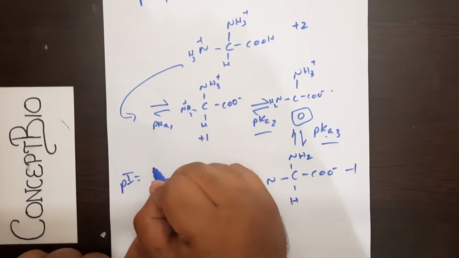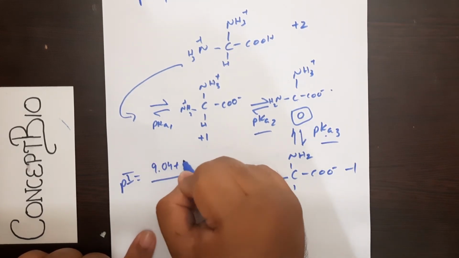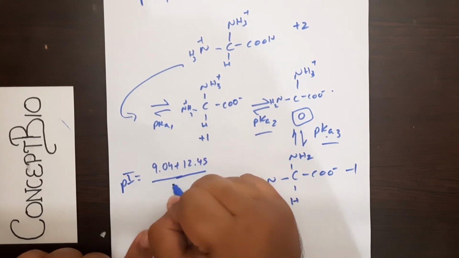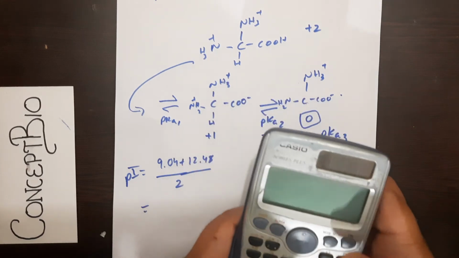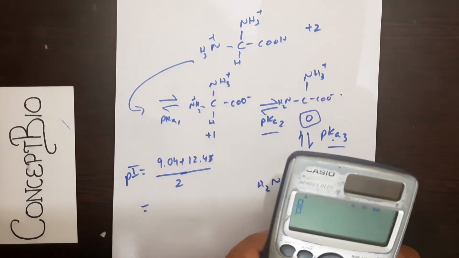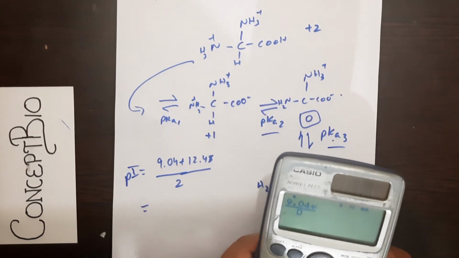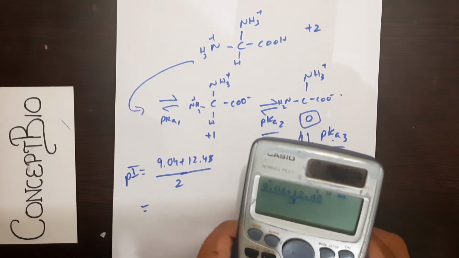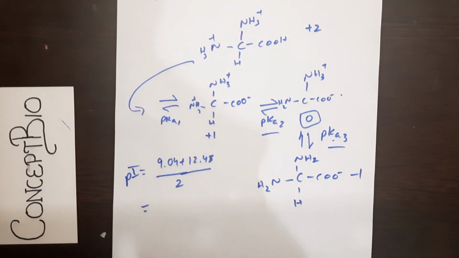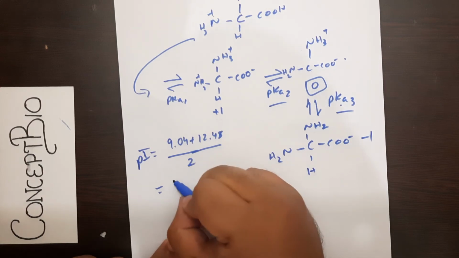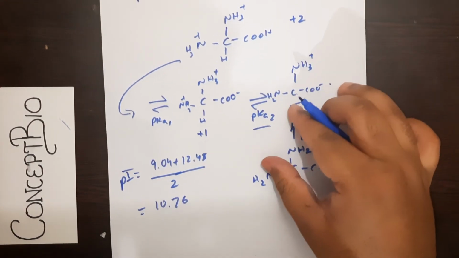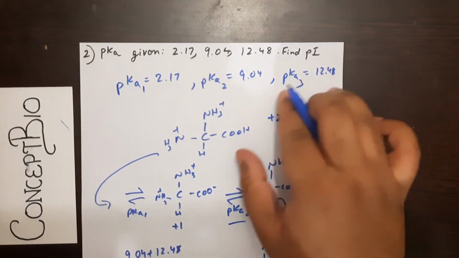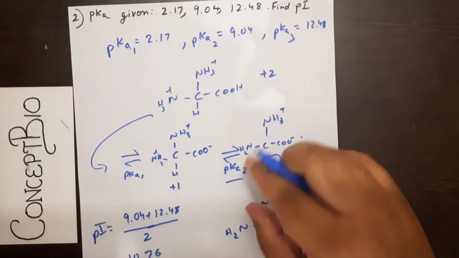That will be equal to 9.04 plus 12.48 divided by 2. So calculating that, we'll be getting a value of 10.76. And this is the pI value for this particular amino acid. Please remember the logic for taking these values and incorporate it into your learning.